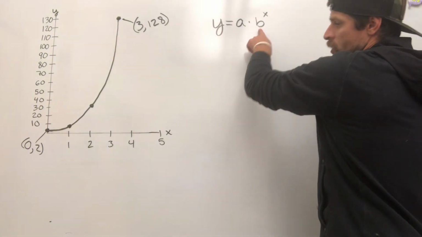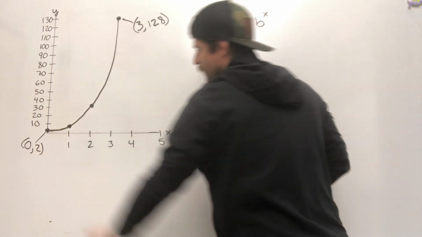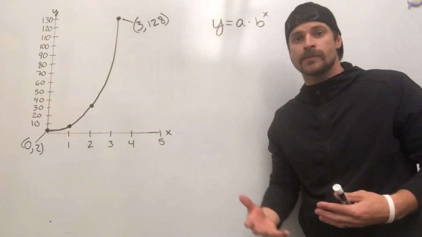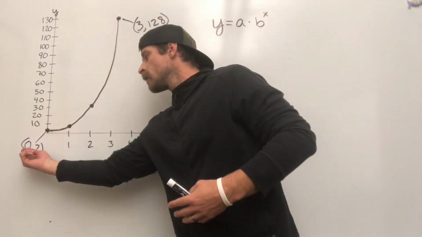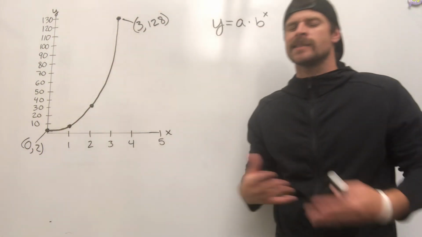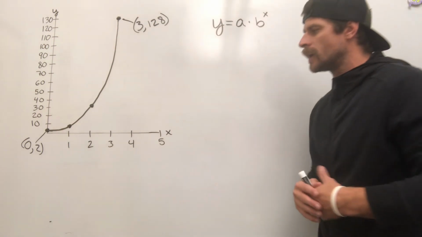Okay. For starters, the good news is they gave us (0, 2). That's a very important point. Now, you can do these problems when you don't have the 0 term, or coordinate, but it makes it a little bit trickier. I'll give you a different video down the line on how to do that.